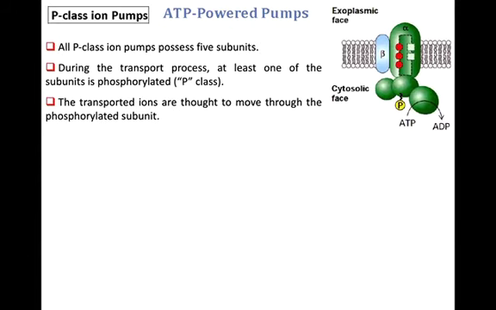All P class ion pumps actually consist of 5 subunits. You can see from the figure, there are 5 subunits, alpha, beta, and 3 other subunits here. You can see the ATP binding site on the cytosolic phase of the transport protein. The alpha subunit has 3 binding sites for 3 molecules and 2 binding sites for 2 other molecules. During the transport process, at least one of the subunits is phosphorylated. That's why it's called P class. You can see the phosphorylation occurs on this subunit. The transported ions are thought to move through the phosphorylated unit, so actually it moves here in this channel.